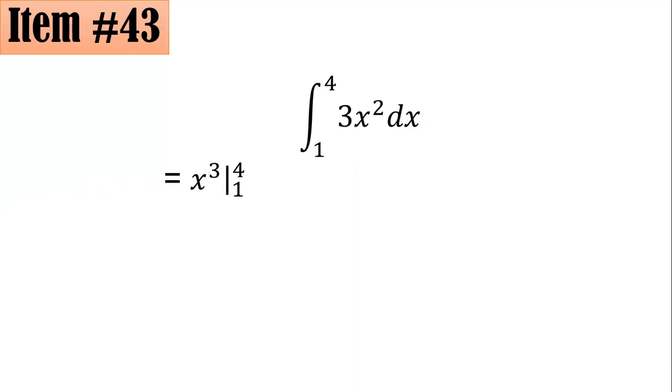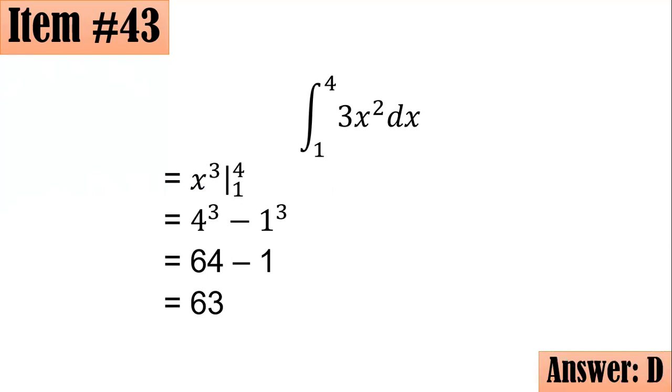And after which, we now have to evaluate this. We will substitute the 4 to x cubed. We will also substitute the 1 to the x here. And we will subtract the results based on the fundamental theorem of calculus. And we have 4 cubed minus 1 cubed, which is 64 minus 1, or 63, letter D. Next number, 44.